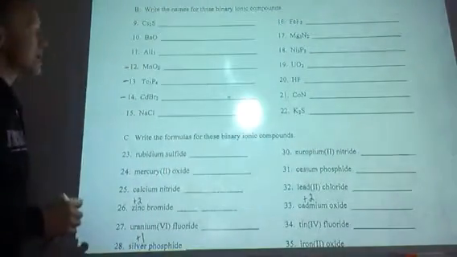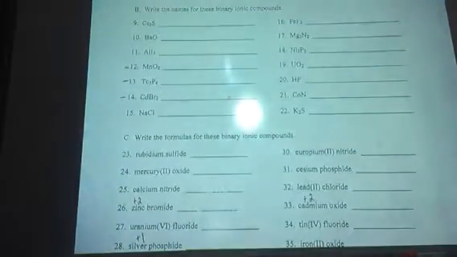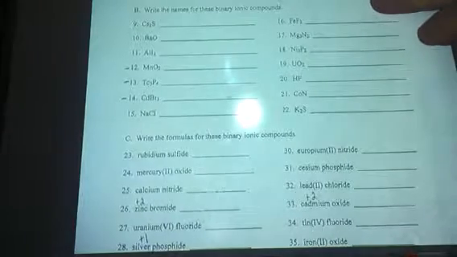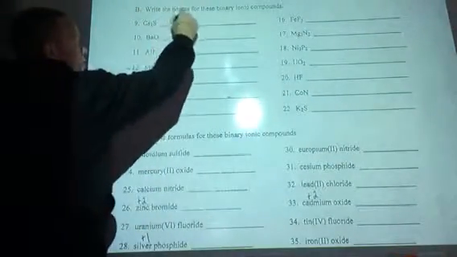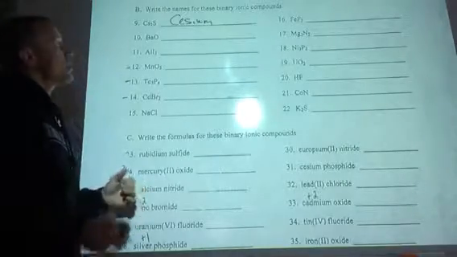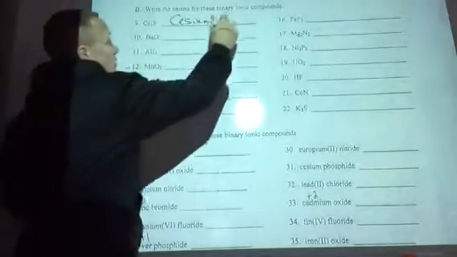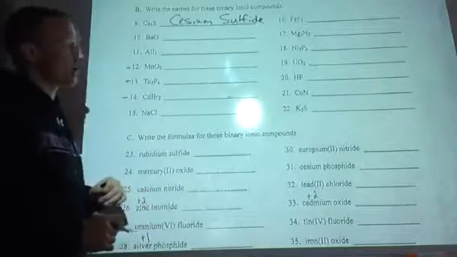So writing names for them is not real difficult. Sorry, my paper's a little bit sideways. So writing the names of them, just write the name of the first element. So Cs is cesium. The 2 right there does not make a difference to you. Okay, it doesn't make a lot of difference. Paper's still pretty crooked. And then write the name of the second element, but change the ending. So sulfur becomes sulfide. Okay, sulfur becomes sulfide in that case.